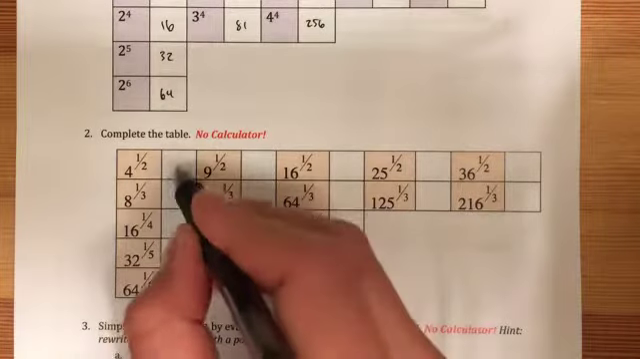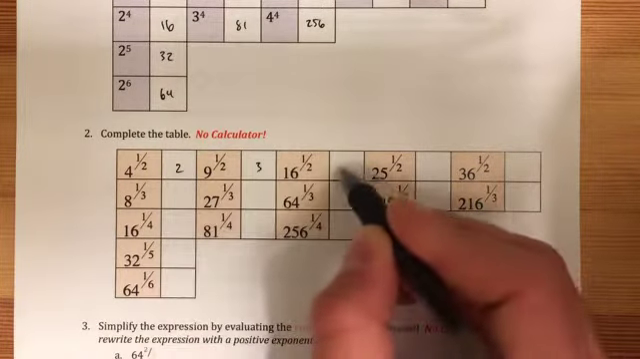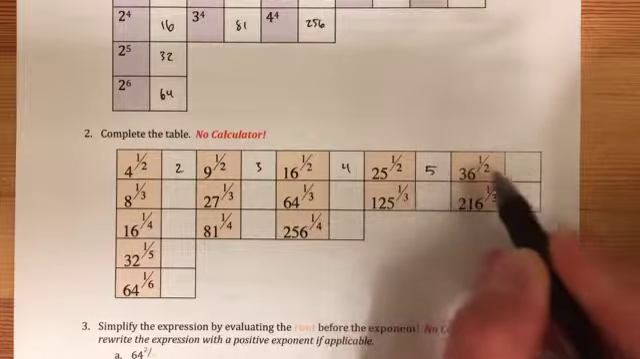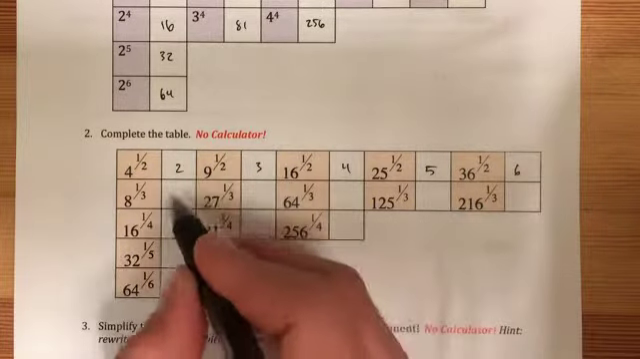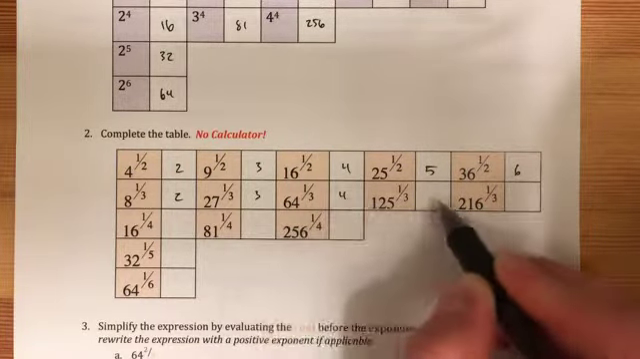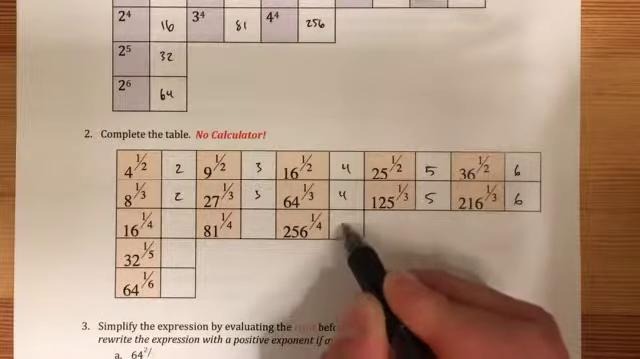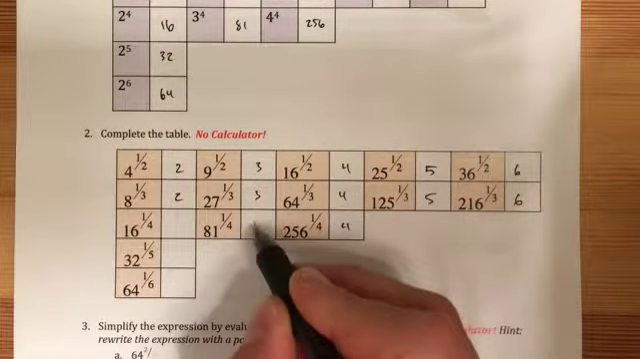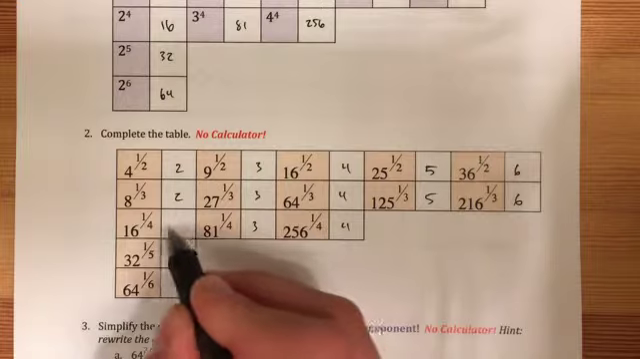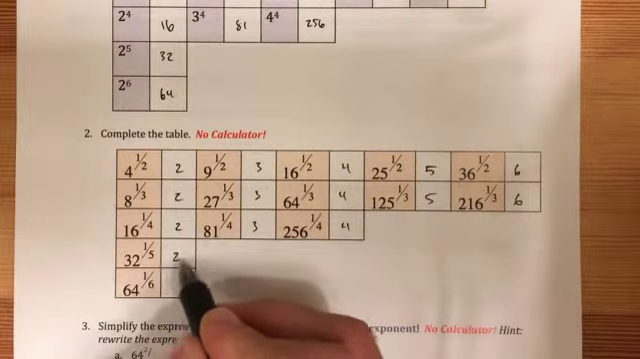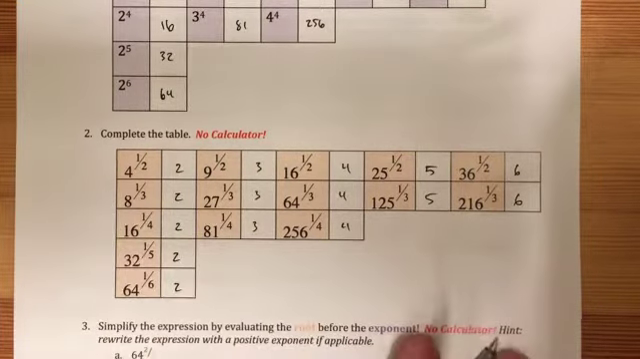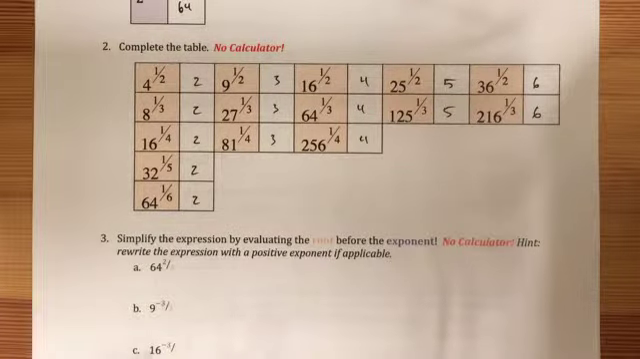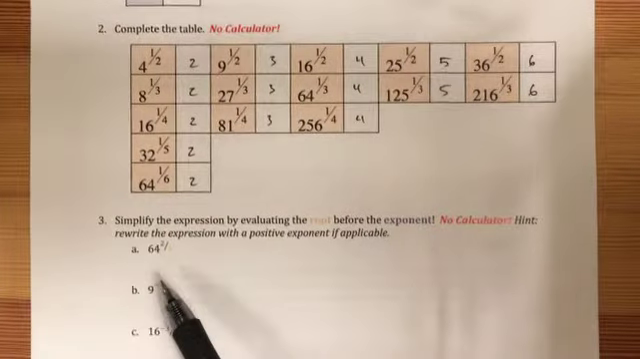These are square roots, so this should be 2, 3, 4, 5, and 6. Cubed root should be 2, 3, 4, 5, and 6. 4th root of 256 is 4. 4th root of 81 is 3. 4th root of 16 is 2. 5th root of 32 is 2. 6th root of 64 is 2. Okay? Very similar here to what we saw before.